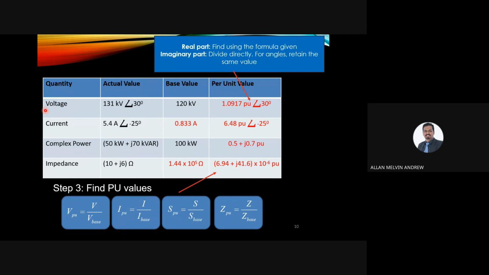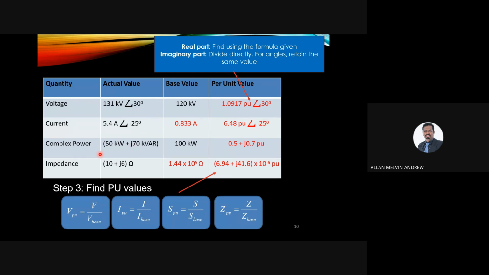Okay, so you already found voltage. Now you go for current. Current is also the same: 5.4 ampere divided by 0.833, which is the base current. So you get 6.48 pu. The angle you just put at the back. No need to do anything about the angle, that is the phase shift, so no need to change it.